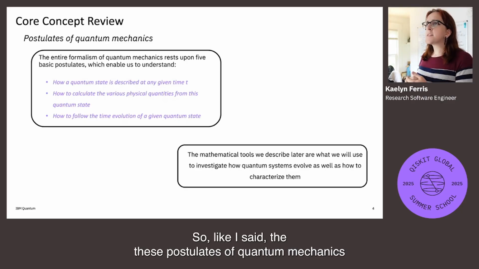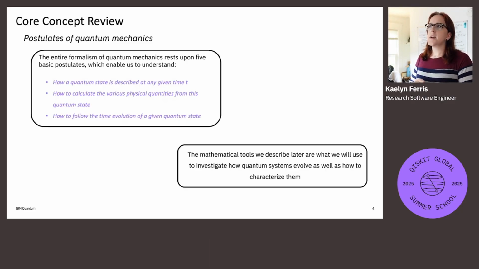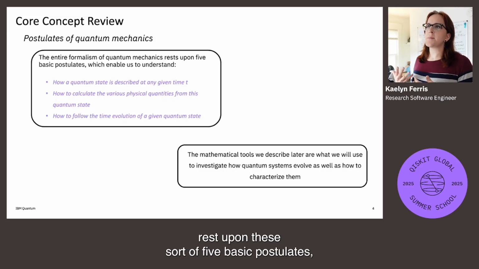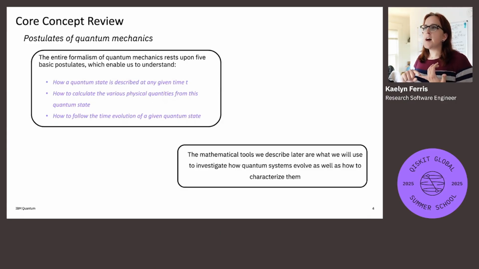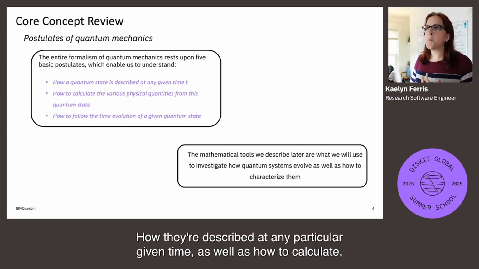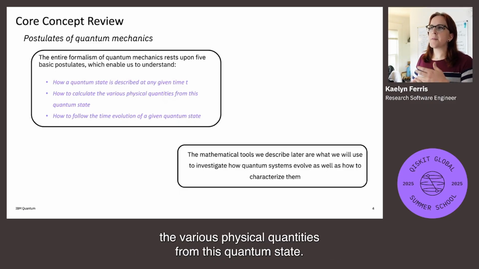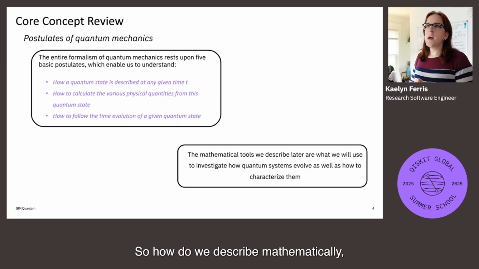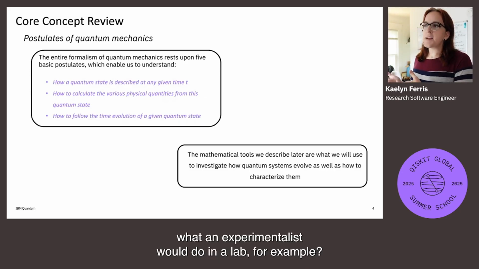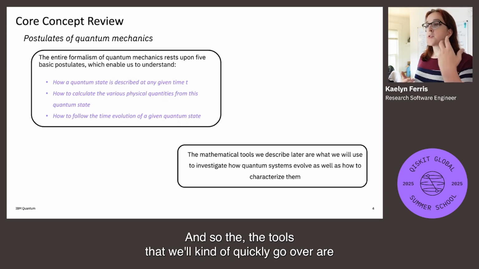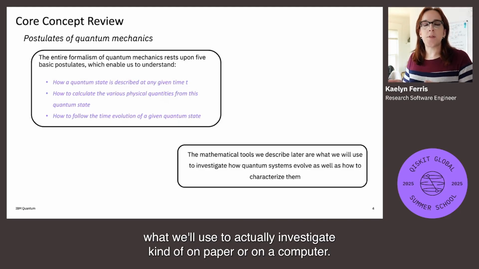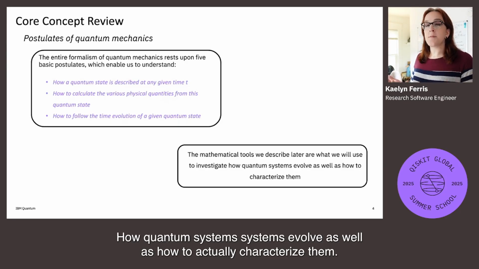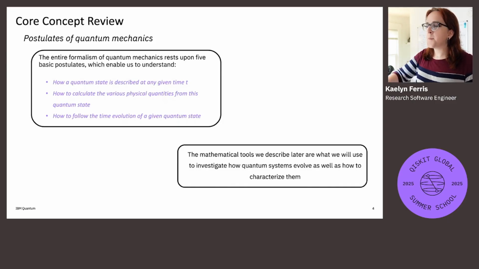These postulates of quantum mechanics rest upon 5 basic postulates, which enable us to understand how quantum states evolve in time, how they're described at any particular given time, as well as how to calculate the various physical quantities from this quantum state. So how do we describe mathematically what an experimentalist would do in a lab, for example? The tools that we'll quickly go over are what we'll use to investigate on paper or on a computer how quantum systems evolve, as well as how to characterize them.